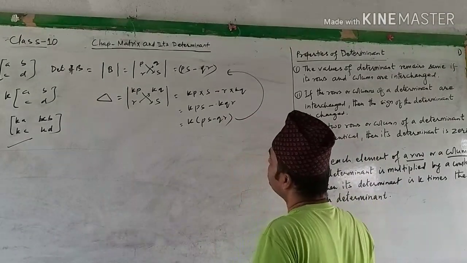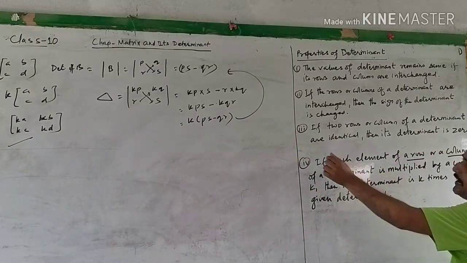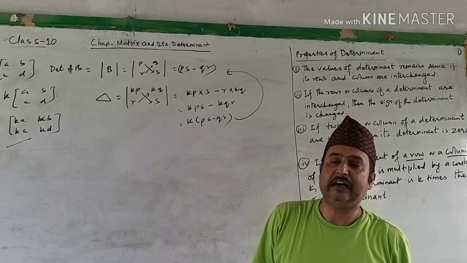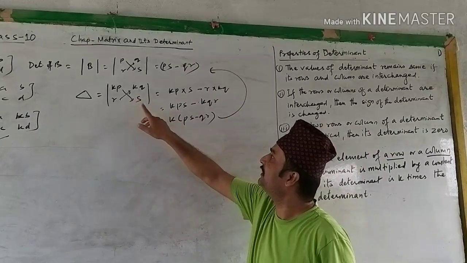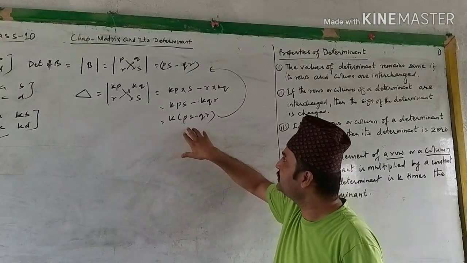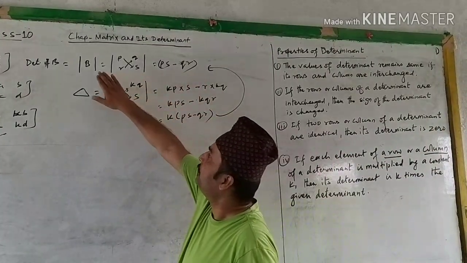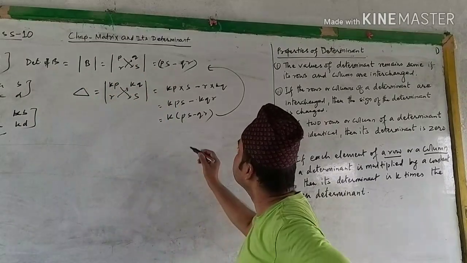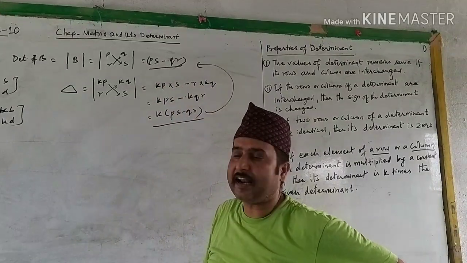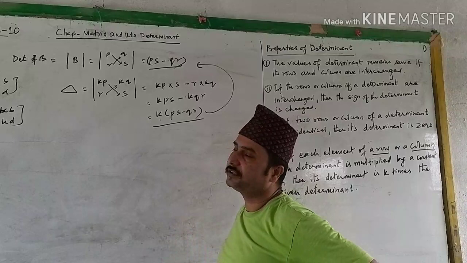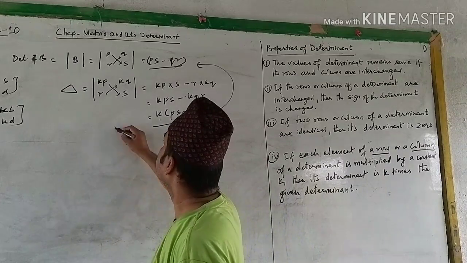What is the difference? You are multiplying a single row by a scalar k. If you multiply any row by a scalar, then the result is k times the given determinant of matrix B. So here it is ps minus qr, and there it is k times (ps minus qr). You can multiply the column also, and you get the same result.